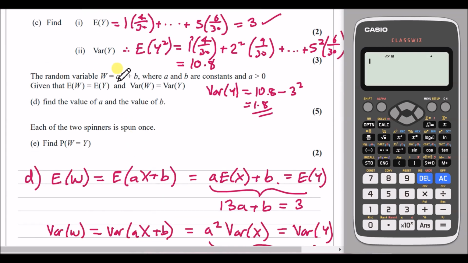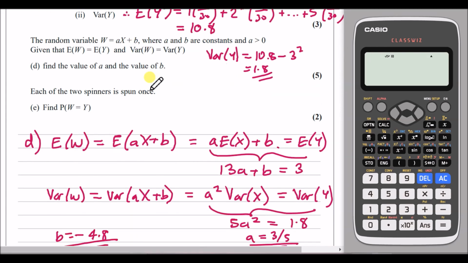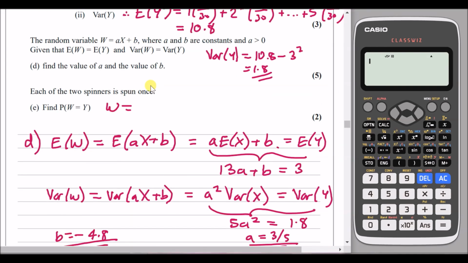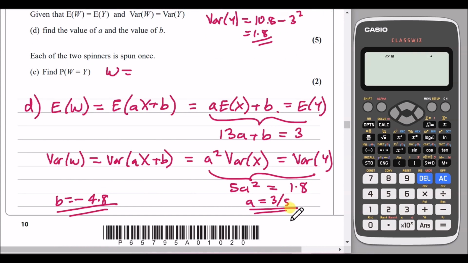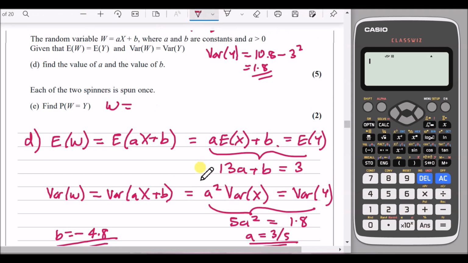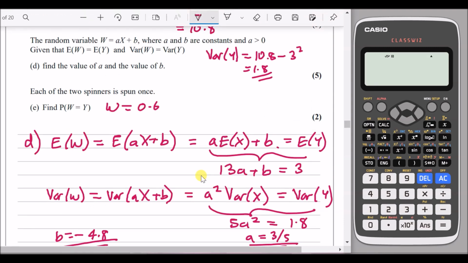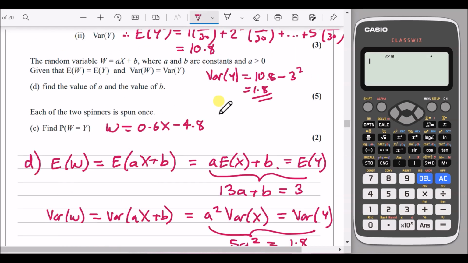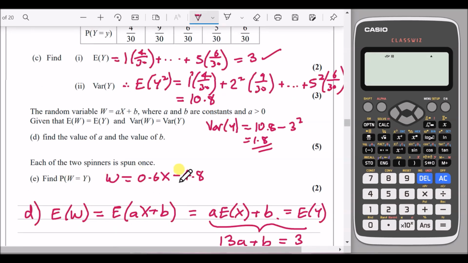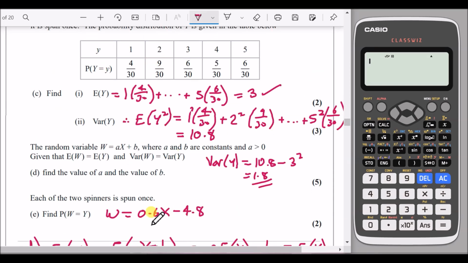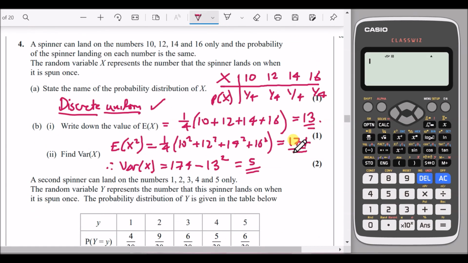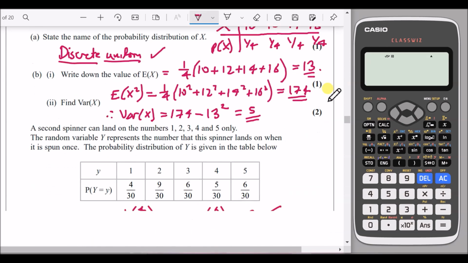Let's update this W equation right now with our known values. So we can say straight here that W equals, what's that a value? 3/5. You know what? 3/5 is 0.6. So it'd be 0.6x and b is minus 4.8. Now all you have to do is find out the times when W equals Y, or when this equation equals Y. That means the chances when W equals 1, 2, 3, 4, or 5. Let's test our X values. We have 4 different X values: 10, 12, 14, 16.